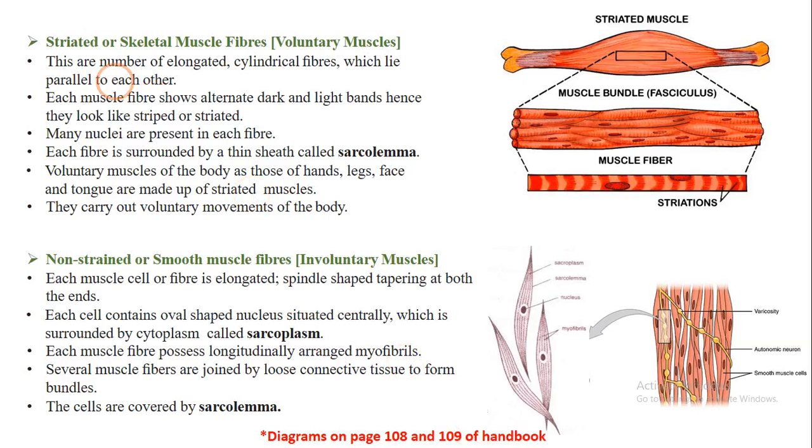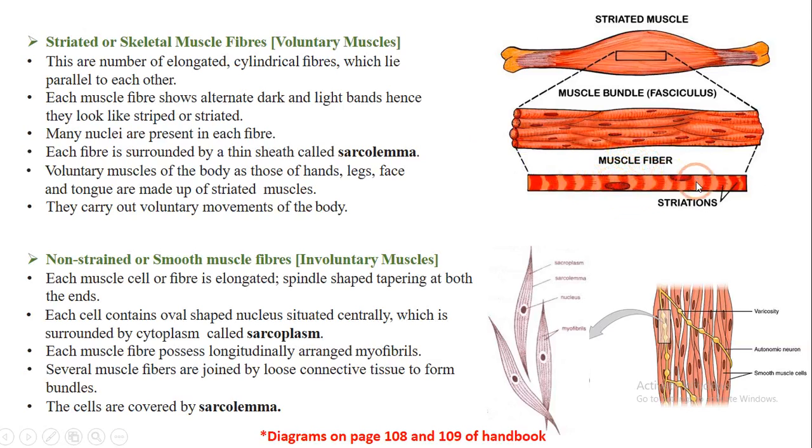The next specimen is striated muscle, which is also called the skeletal muscle or the voluntary muscle. So this is a number of elongated cylindrical fibers which lie parallel to each other, as you can see. So this is one fiber, and all the fibers are parallel to each other, arranged in this parallel manner, and that is how they form this striated muscle. Now each fiber will have a prominent dark and a light band, okay, and so they appear striated or striped.